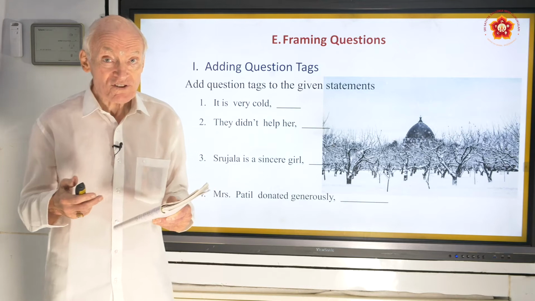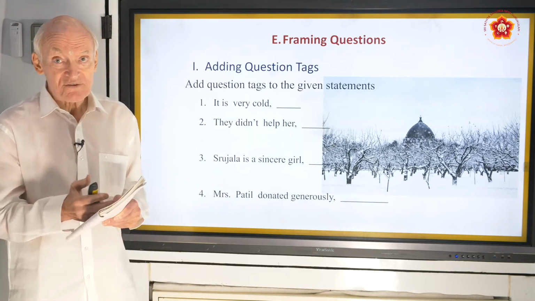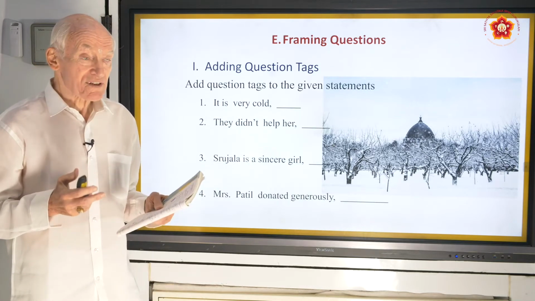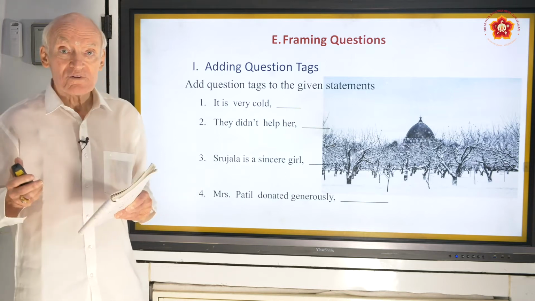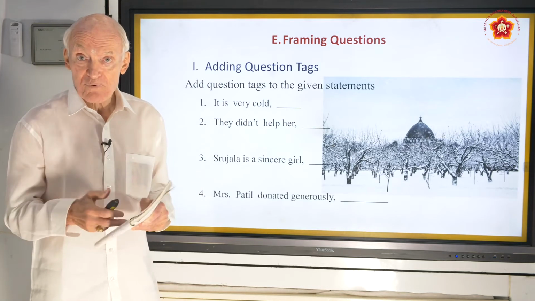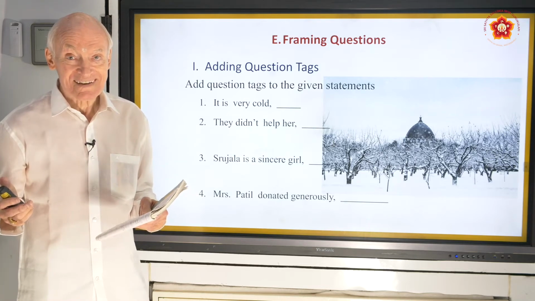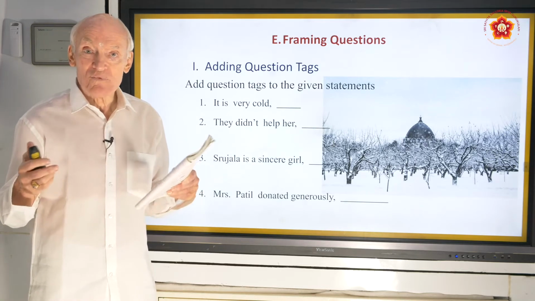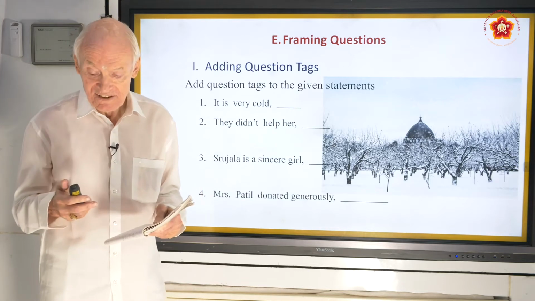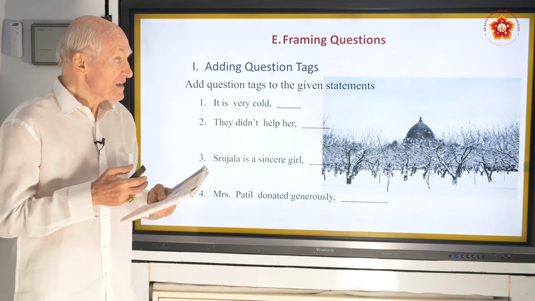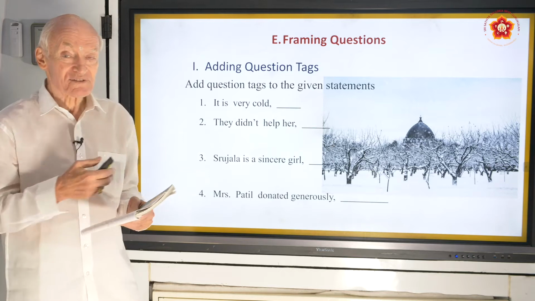So framing questions is part of SQ3R. So questions are the most important part. So the next three portions that we're going to study are all about framing good questions. If you have a good question, you're more than halfway there to understanding the subject. So we have question tags as the first thing.